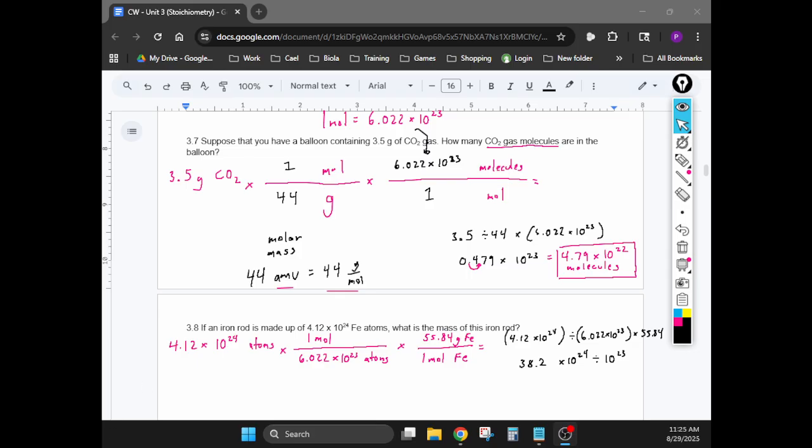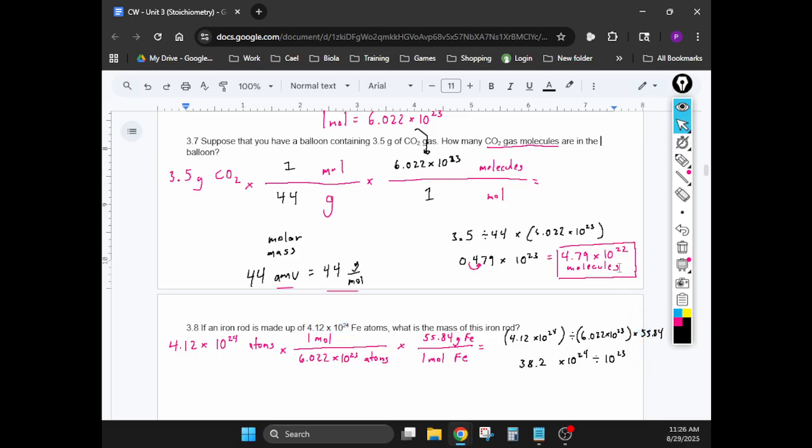So the setup should be your starting number, which is 4.12 times 10 to the 24. You want to turn atoms to moles before you can turn it into grams. So that's why you have moles, atoms, grams, moles. So first fraction, you want to get rid of atoms, so you put the big number on the bottom, 1 on the top, and then the molar mass of iron from the periodic table for this third fraction.